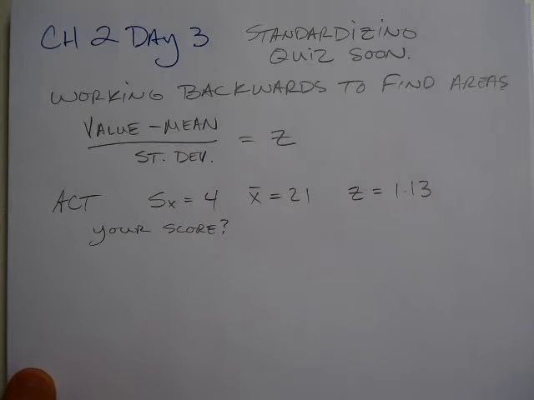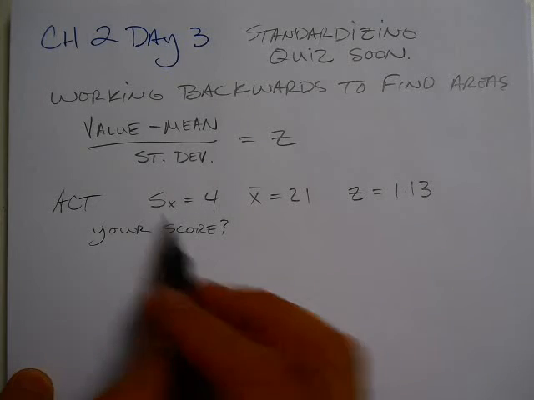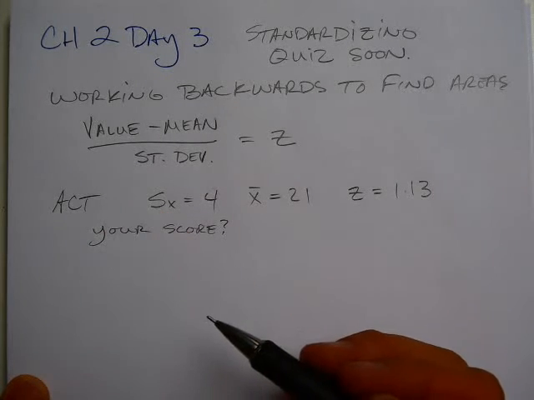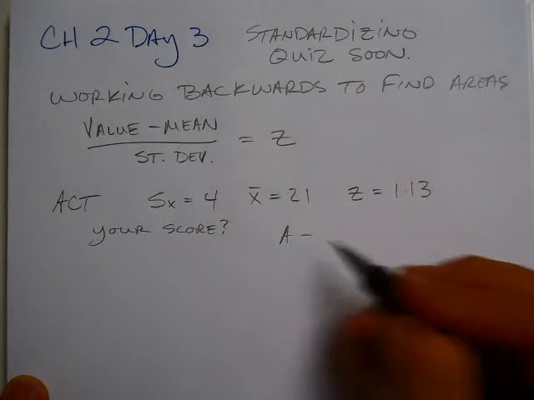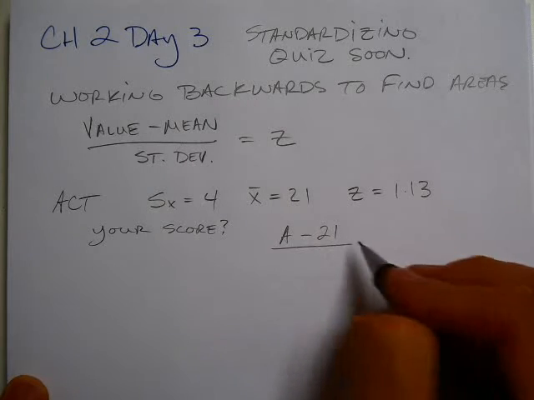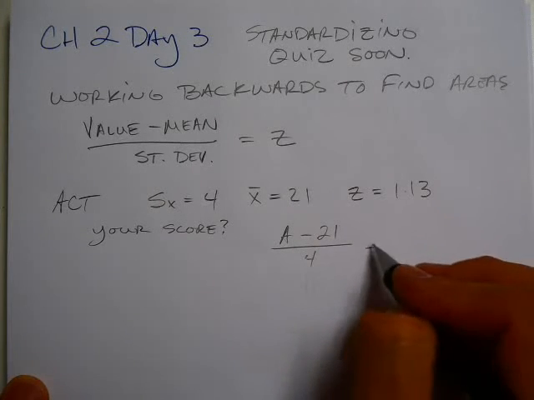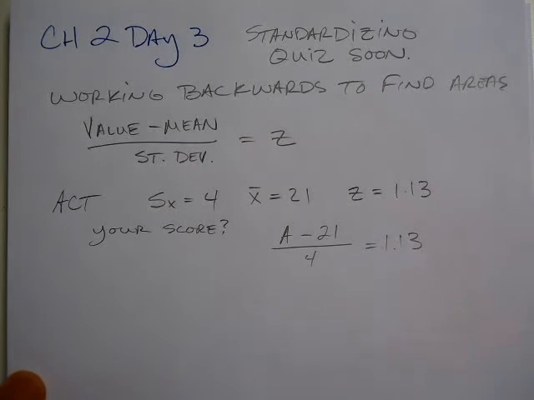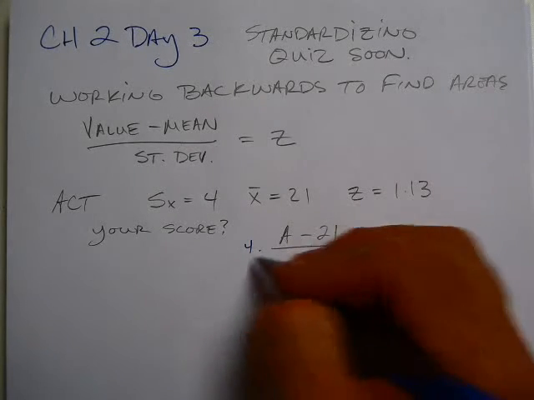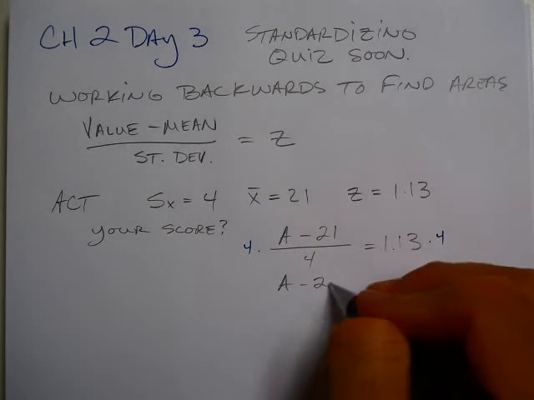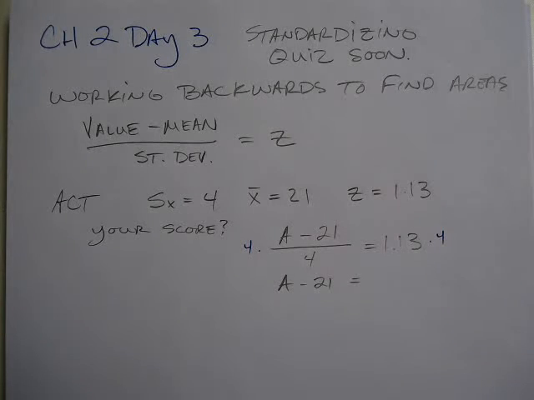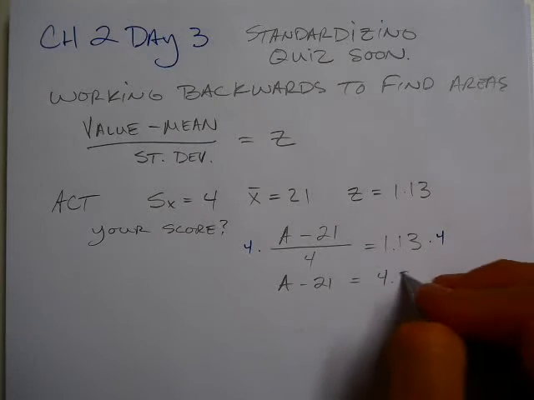Well, we have everything we need to find it. So your score would be the value. I'm going to call that A for ACT score, minus the X bar, 21, divided by 4 equals 1.13. So that's how we would set that problem up. And then we want to multiply both sides by 4. So that we get A minus 21 equals 4.52.